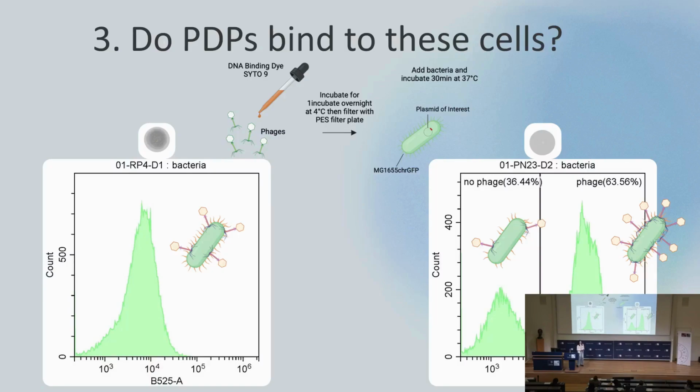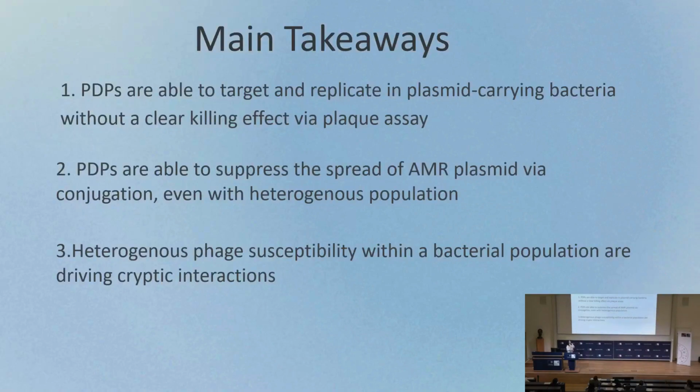I know everyone wants to go for lunch, and I hope that everyone can remember the three main takeaways of my project thus far. Firstly, plasmid-dependent phages can target and kill bacteria, even in the absence of a clear killing effect via the plaque assay. Secondly, PDPs are able to suppress conjugation, thereby preventing the spread of AMR plasmids, even in heterogeneous populations.